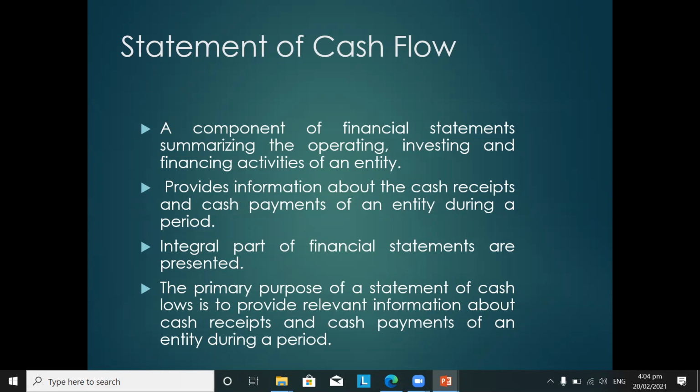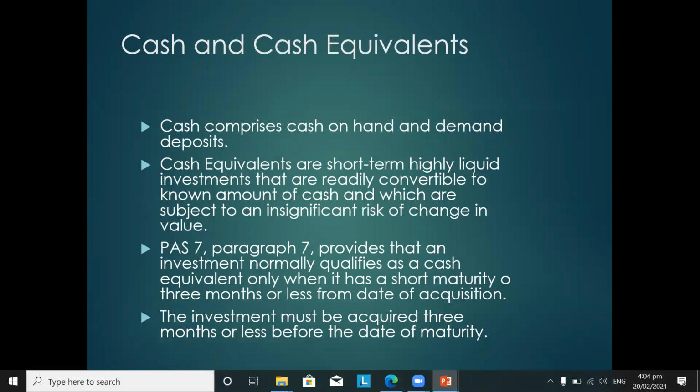The statement of cash flows is designed to provide information about the change in an entity's cash and cash equivalents. So yung cash and cash equivalents is a line item presented in the statement of financial position. Cash comprises cash on hand and demand deposits. Cash equivalents are short-term, highly liquid investments that are readily convertible to a known amount of cash.